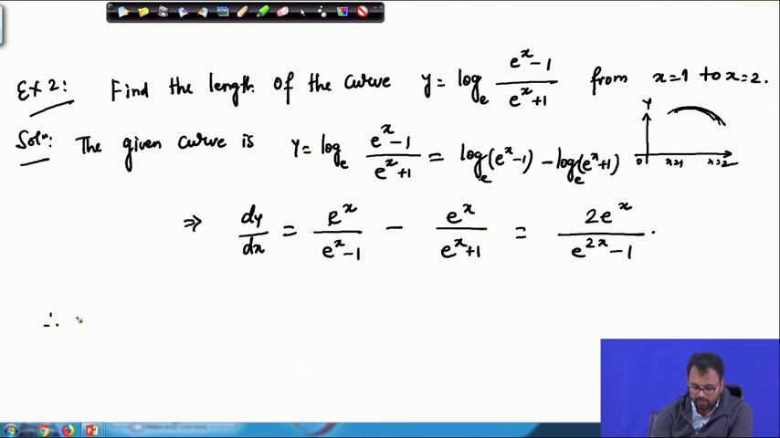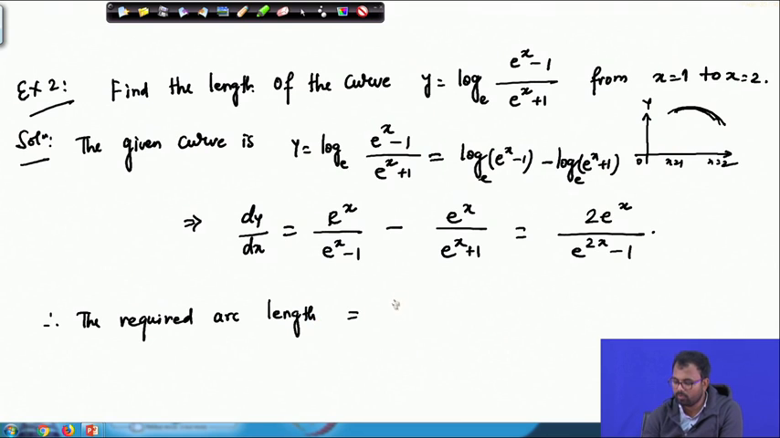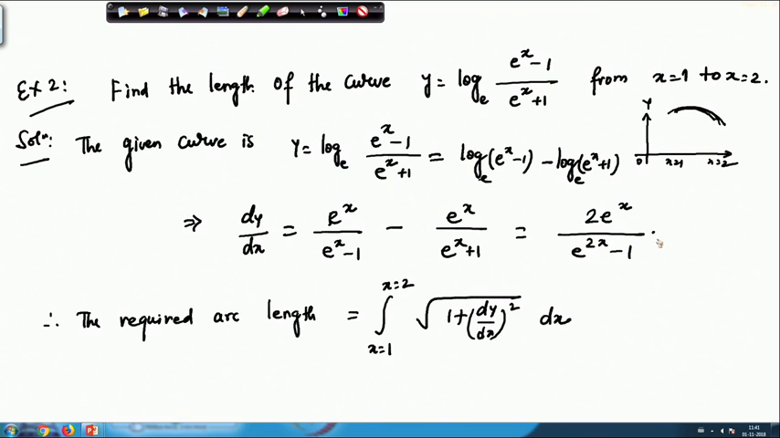Now, the required arc length. This will be from our known formula. If we have a y equals f(x) type situation, then the arc length is, with x running from a to b, the integral of square root of 1 plus (dy/dx) whole square dx. Our a is 1, b is 2. dy/dx we have already calculated in equation 1. So, from 1 we will have the integral from 1 to 2 of square root of 1 plus (2e^x divided by (e^(2x) - 1)) whole square dx.